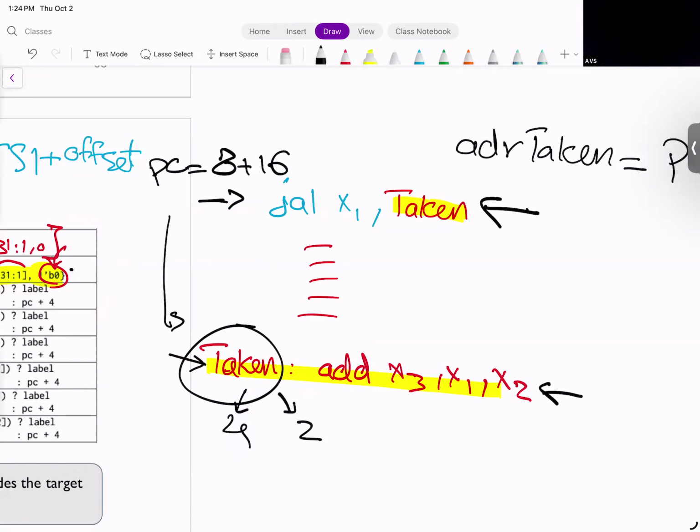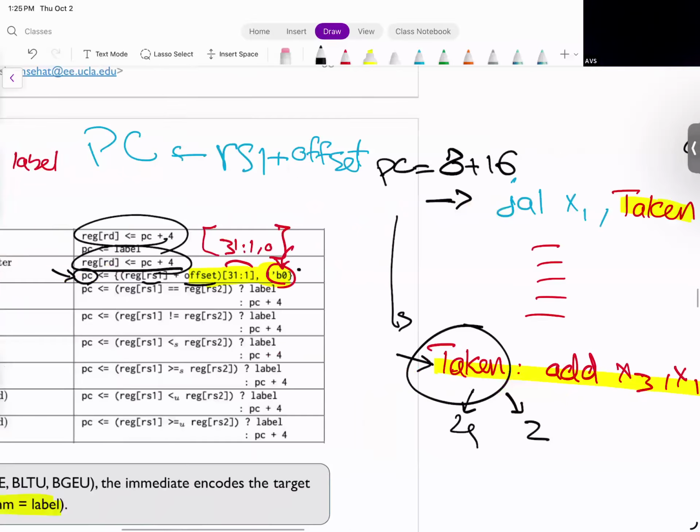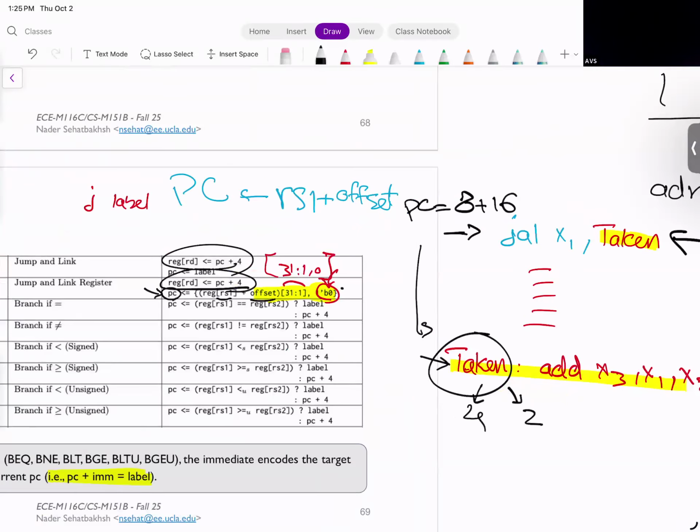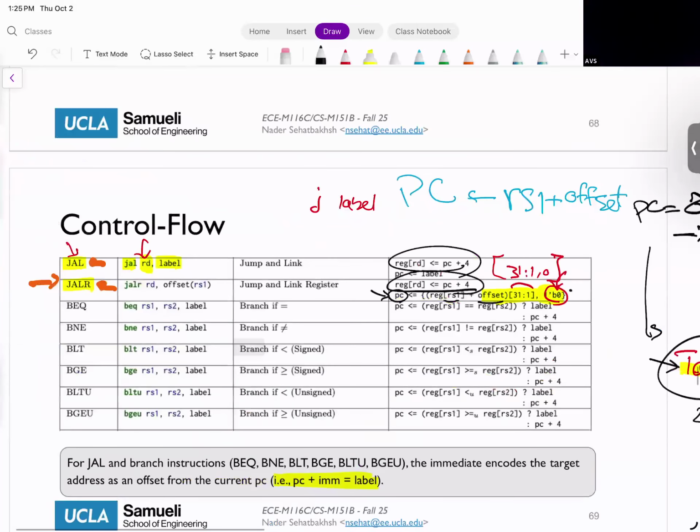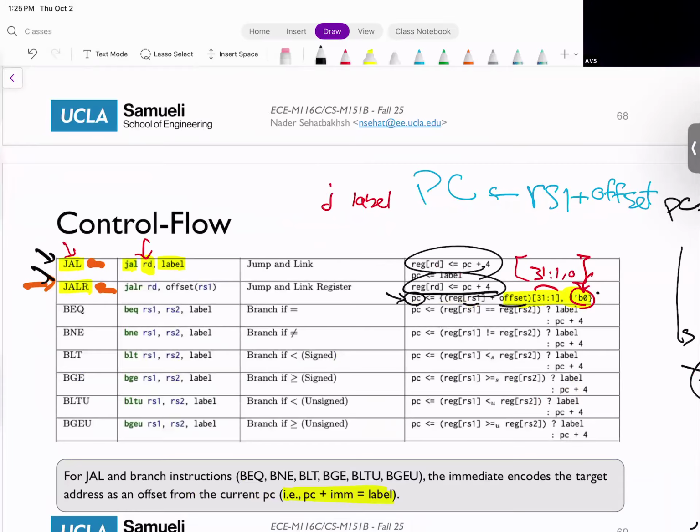No, you can never actually use PC directly in your instructions. There is no instruction in RISC-V that has PC as an operand. So you cannot directly manipulate PC like other registers. The only way that you can manipulate PC is with JAL and JALR. That's all. And branch, basically.